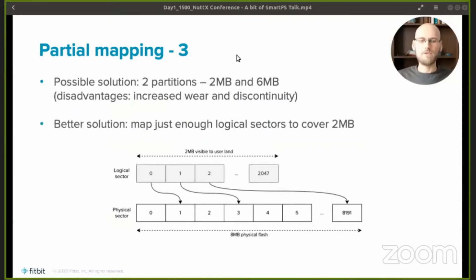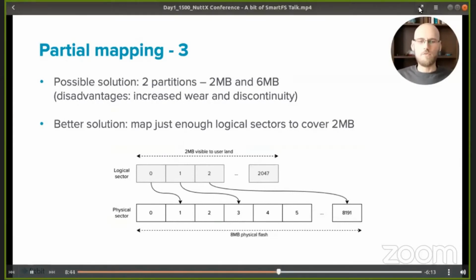We have identified 2 possible solutions to reduce the memory usage. The first solution would be to have 2 partitions, one of 2 megabytes and another of 6 megabytes. The latter one would be mounted only when needed at firmware update. But this solution has a few disadvantages. Discontinuity, which means that we would have to split the new firmware in multiple chunks, and increased wear for the smaller partition. The smaller partition is the one which would be used 99% of the time. 2 megabytes are enough for normal usage.